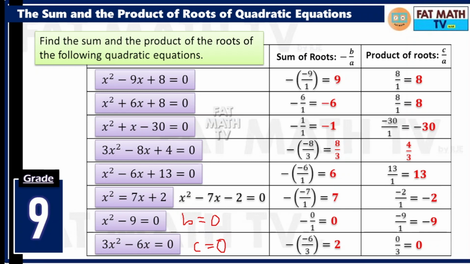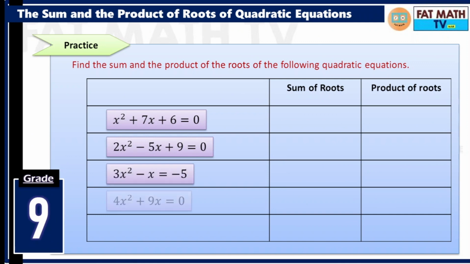So don't forget that your quadratic equation should be in standard form. And then identify a, b, and c, and use the formula for the sum of the roots, negative b over a, and for the product of the roots, c over a. So with this, you don't need to actually find the roots of the quadratic equation. You can identify the sum of the roots or the product of the roots.